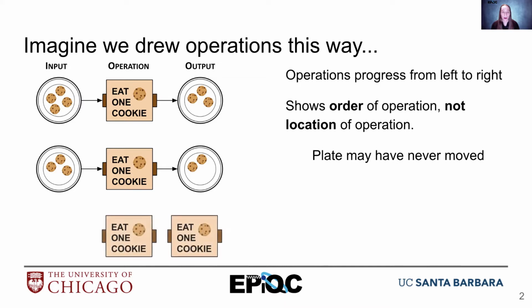We could also have 2 operations in a row in sequence. So if we started with 4 cookies and then we ate 1 cookie twice, then we would end up with 2 cookies instead of 3. Okay? So once again, this doesn't mean that there were 2 separate eat one cookie boxes. It just means that the eat one cookie operation was applied twice.